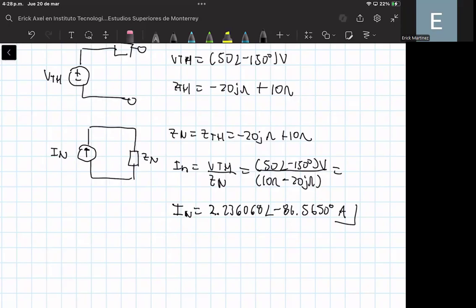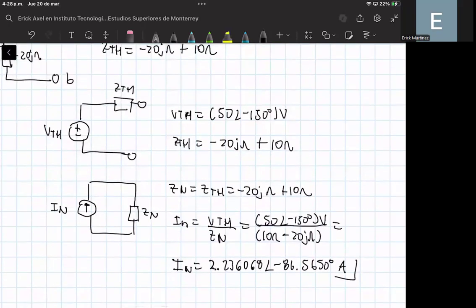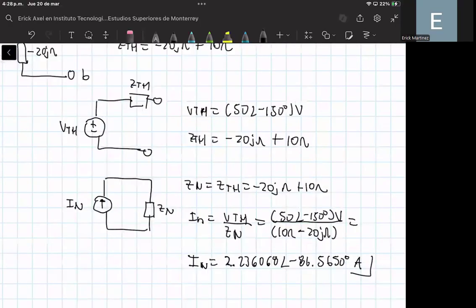And that's it. We have now computed both. These are the Thevenin and Norton equivalents. So basically, remember, the Thevenin equivalent is a voltage source in series with an impedance, and the Norton equivalent is essentially a current source in parallel with an impedance. Both impedances of the Norton and Thevenin equivalents are the same, and we can compute the Norton equivalent by using the Thevenin voltage divided by the Thevenin or Norton impedance.